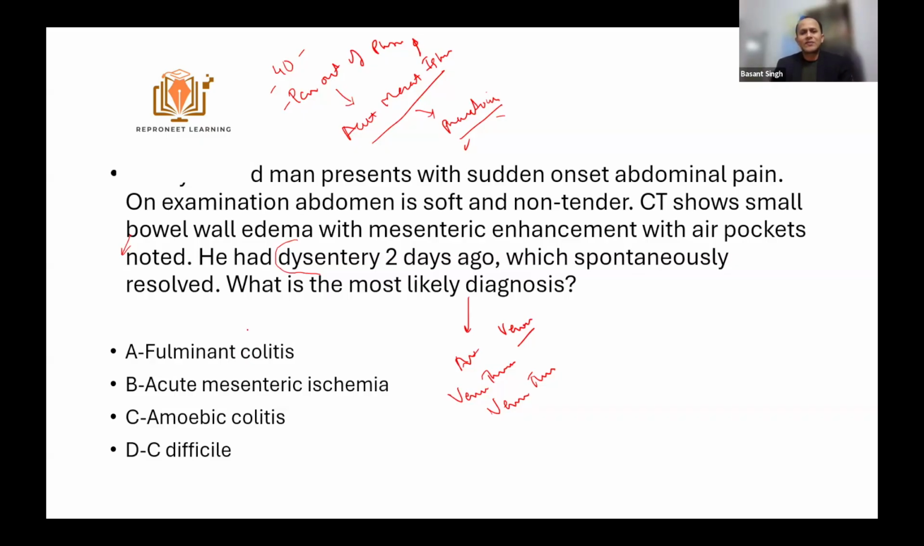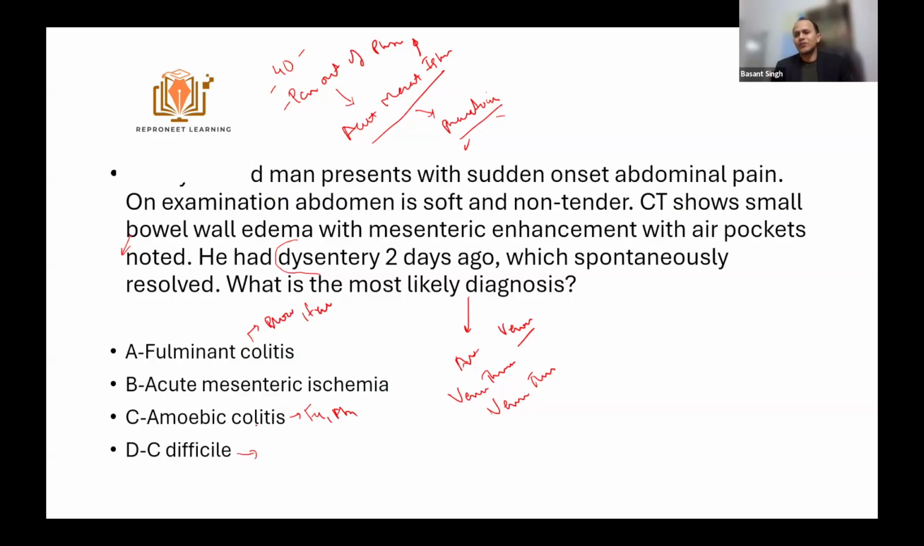Generally, these patients will have some amount of bloody diarrhea, and fever is a very prominent symptom of colitis. So this patient is not having any fever. Okay. Mesenteric ischemia is the obvious diagnosis. Amoebic colitis, again, they will have a long history of fever, diarrhea, and abdominal pain. So it's not amoebic colitis.